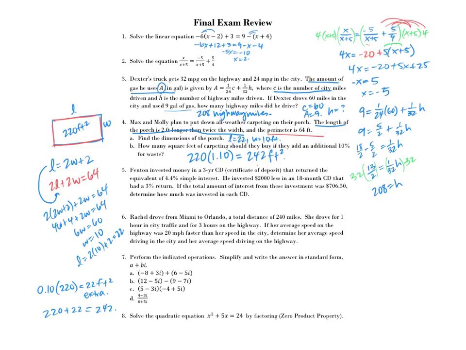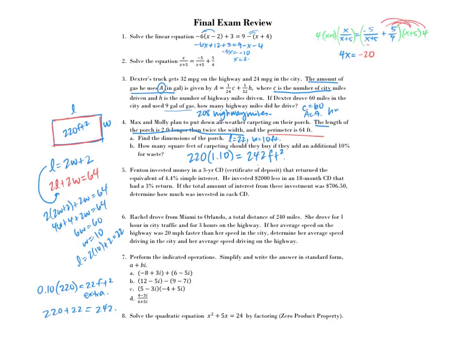Then Fenton invested money in a 3-year CD that returned the equivalent of 4.4% simple interest. He invested $2,000 less in an 18-month CD that had a 3% return. Okay, so we've got 2 different investments. So let's write down what we're doing here. So I have 2 different investments, and they are for different amounts. So let's make some variable names.